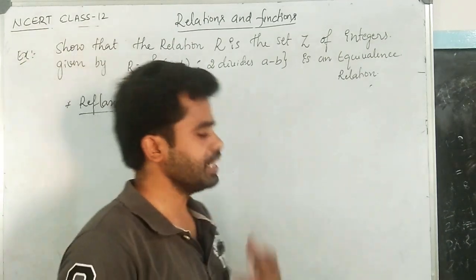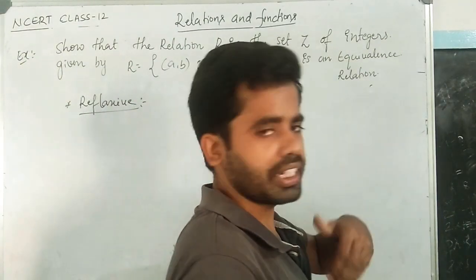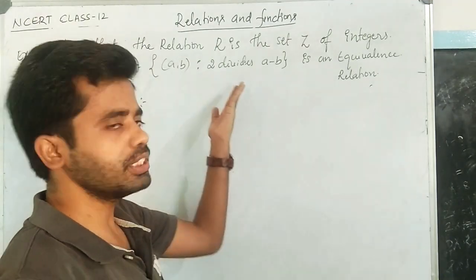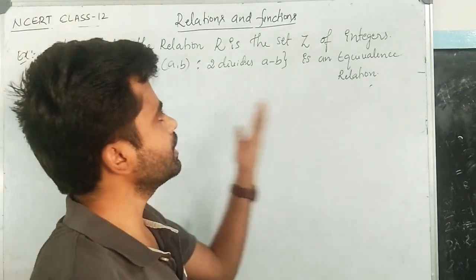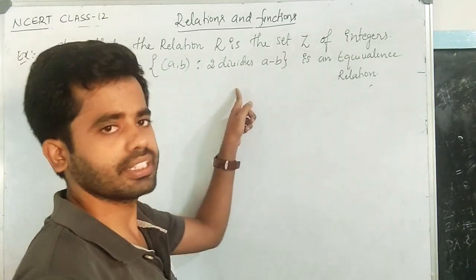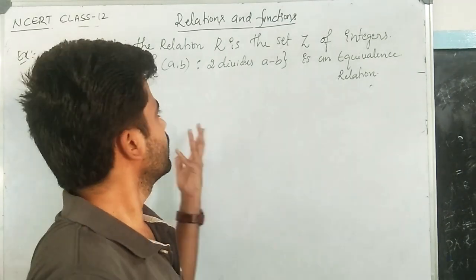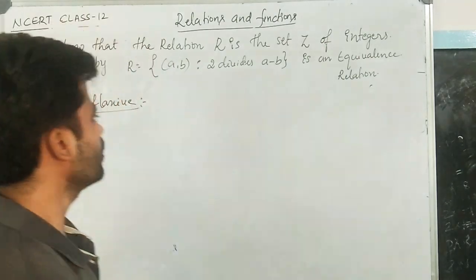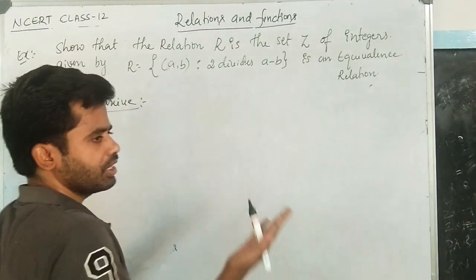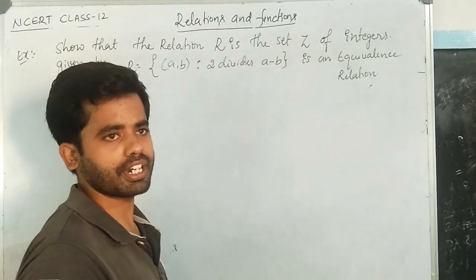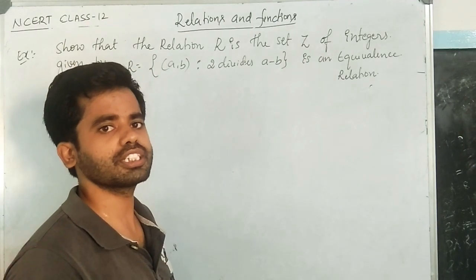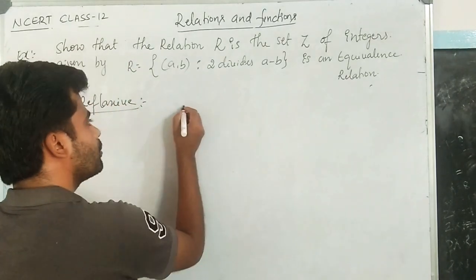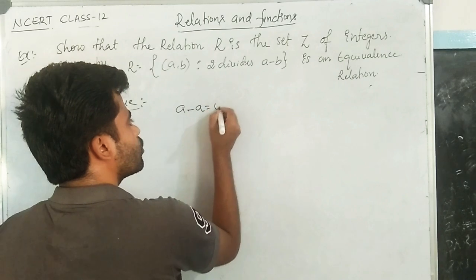Now, if any integer is subtracted from itself, what do you get? 0. 0 is always divisible by 2. Hence all the integers satisfy this relation, so it is a reflexive relation. For example, 2 minus 2 is 0. Minus 5 minus minus 5 is also 0, and that is divisible by 2.